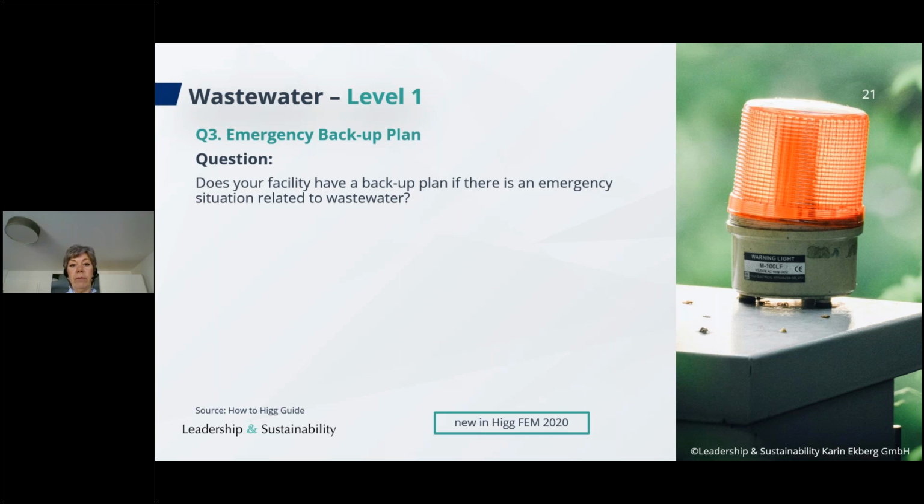Does your facility have a backup plan if there is an emergency situation related to wastewater? So if you would have, for example, a leakage of chemicals into your wastewater drainage or into your wastewater pipes, then you may need to basically shut off the plant. You may need to take care of significant volumes of polluted wastewater that has much higher concentrations of pollutants than what you usually would take care of.